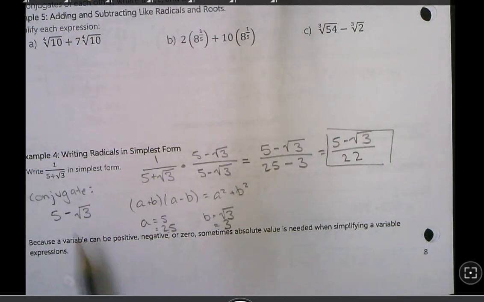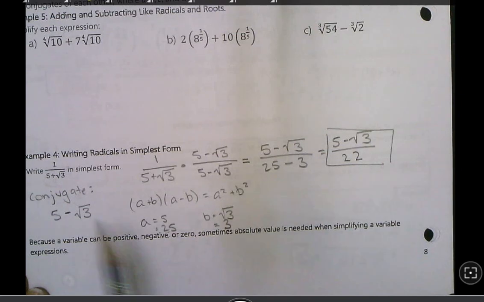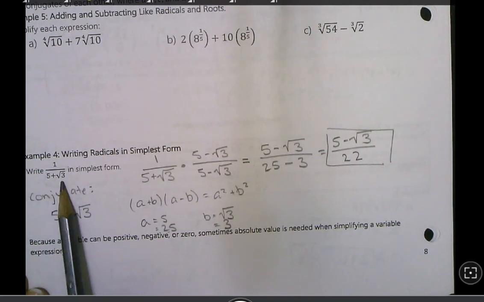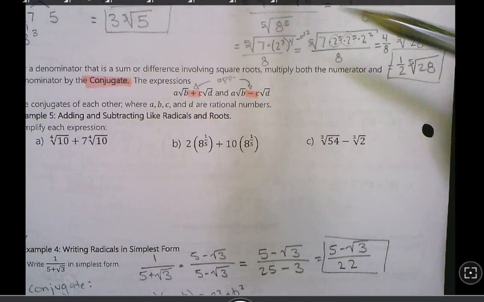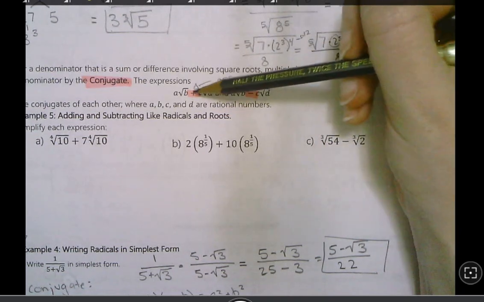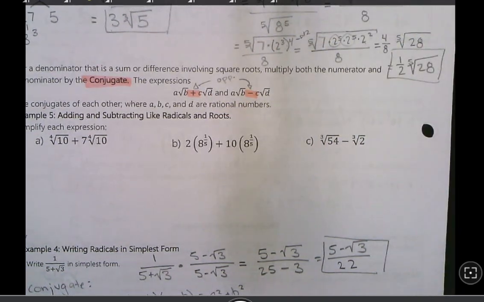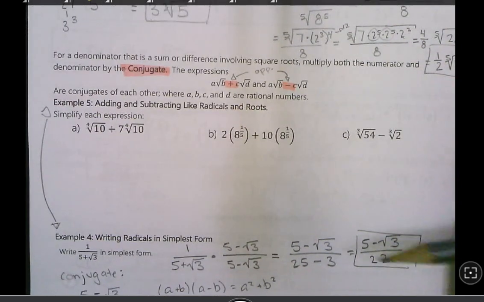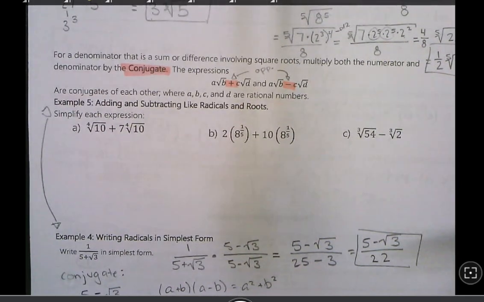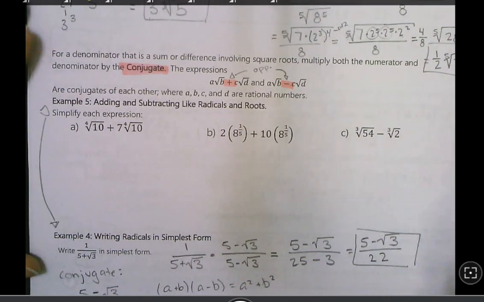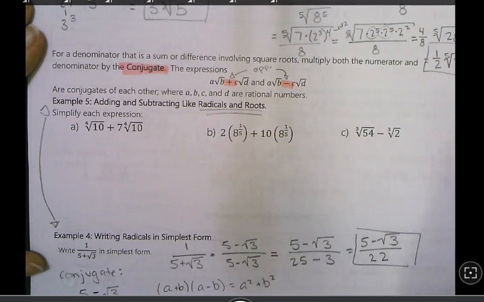So our conjugates are what help us simplify these when we have radicals on the bottom and there's something being added here. If you look up above, remember, it's just that opposite sign that we're dealing with. So, like I said, we're going to come back to example 5, adding and subtracting like radicals and roots. This is a little different from our conjugates, so hard transition here.